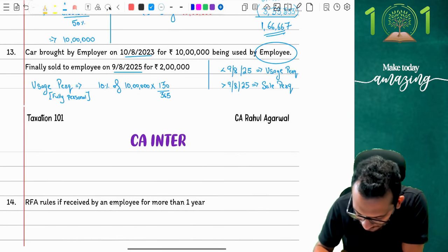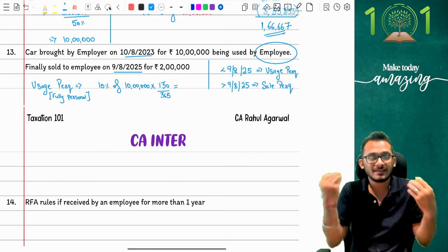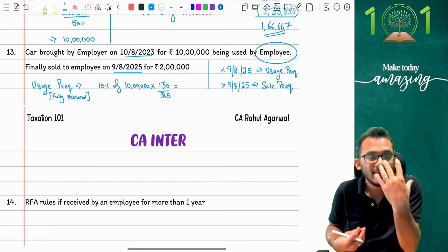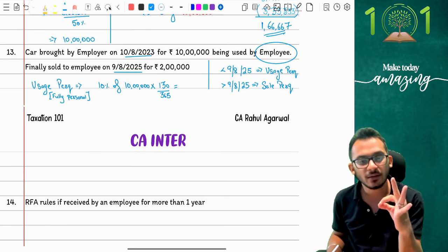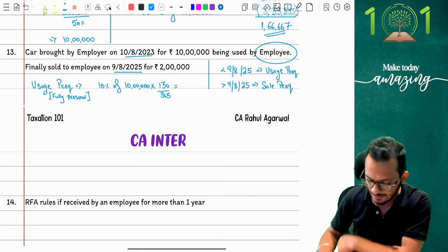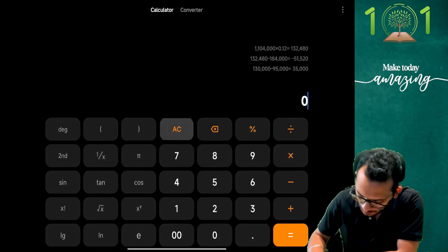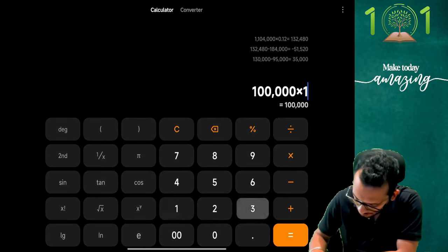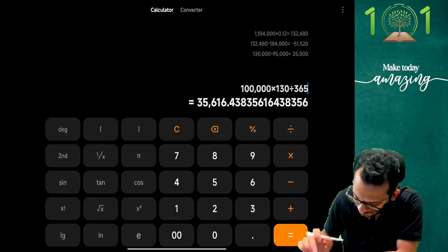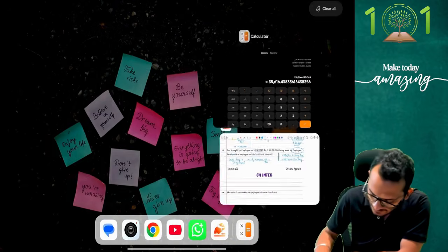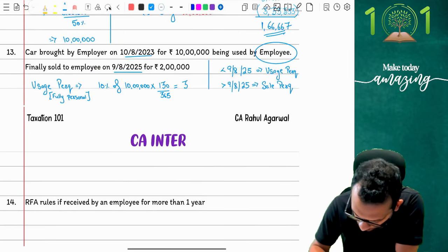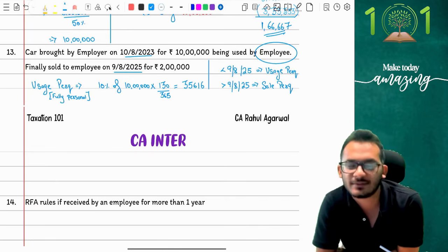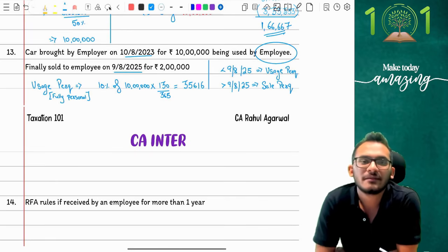I am not going to take a single rupee more than that. After 9th August, anyway, the asset is mine. When the asset itself has become mine, why on earth should I take the asset into calculation? Yes or no? And therefore, the answer is 130 into 365. Let's see what the answer comes to. I'm going to take 10 lakhs, so it is going to be 1 lakh. I'm going to do 130 divided by 365. Answer is going to come to 35,616, and that's what the calculation is. Clear with me on this?